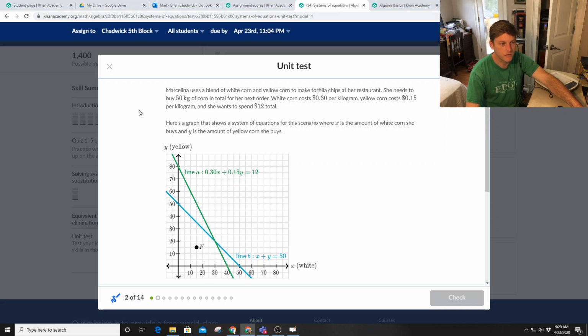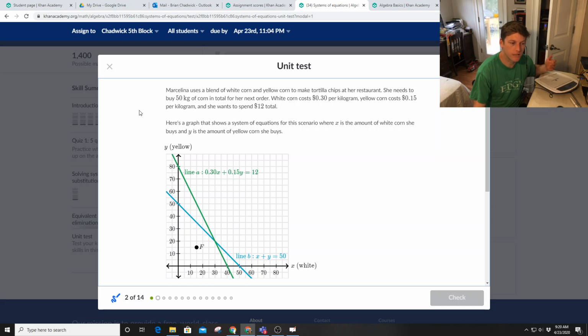She needs to buy 50 kilograms of corn in total for her next order. White corn costs 30 cents per kilogram. Yellow corn costs 15 cents per kilogram, and she wants to spend $12. A lot of stuff going on here. Here's a graph that shows a system of equations for this scenario where X is the amount of white corn she buys and Y is the amount of yellow corn she buys. So it's already set up the equation for you.